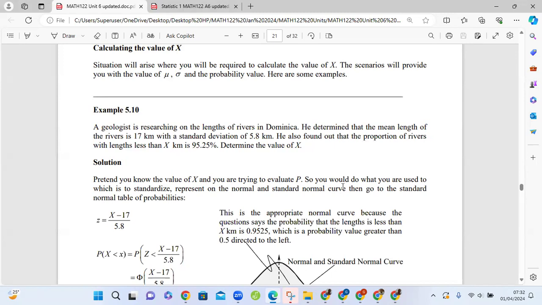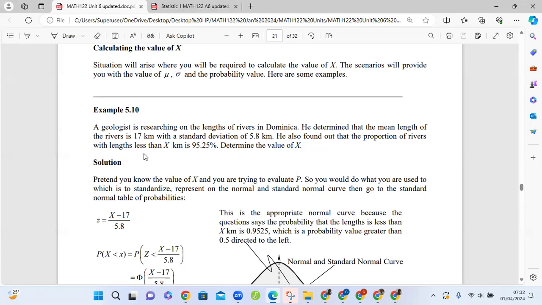instinctively, or first steppers would do what you are used to, which is to standardize. Then represent on the normal and standard normal curve, then go to the standard normal table for probabilities. But you have the probability and x is what you're trying to find, yet still you will standardize. So when you standardize, Z will be an unknown, x will be an unknown: x minus mu over sigma, where mu is 17 and the standard deviation is 5.8. But also it would be a good idea to translate this wordy statement.